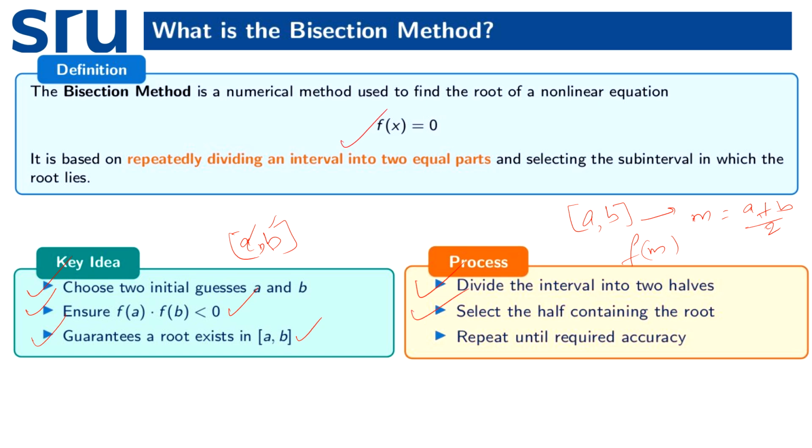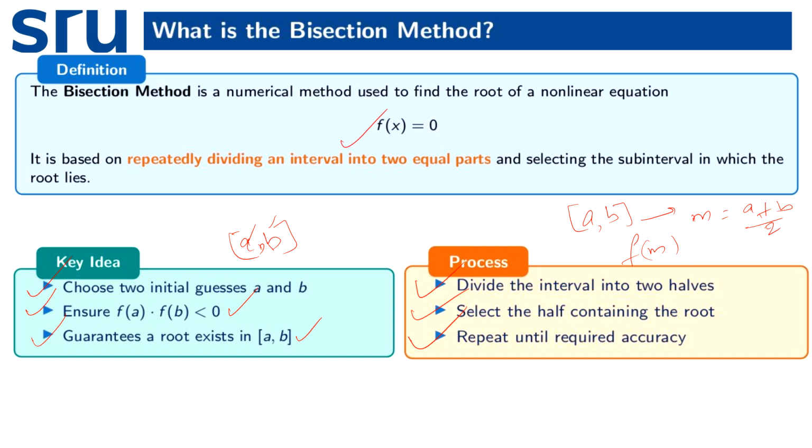Now we check which half contains the root. We do so by checking the sign of the function. Now we select the half in which the root lies and discard the other half. Simple. And we just keep on repeating these steps again and again until we reach the required accuracy.